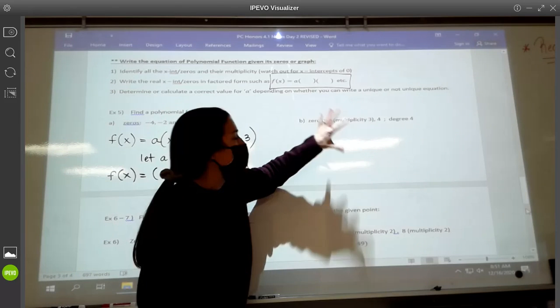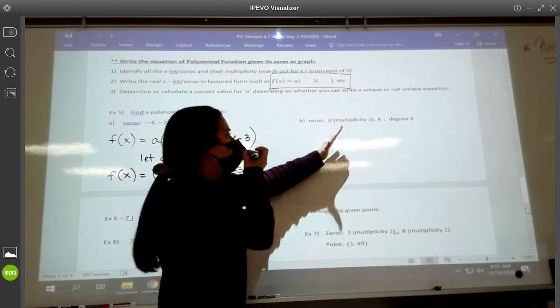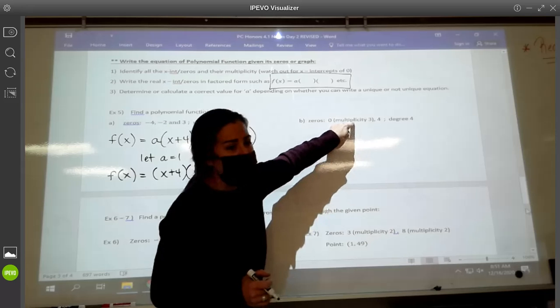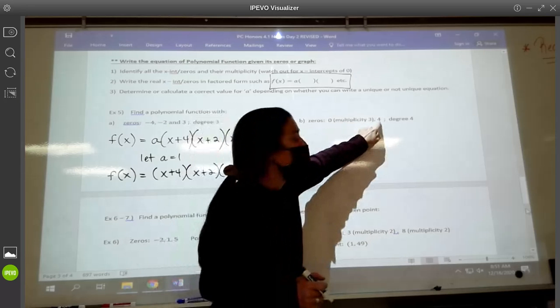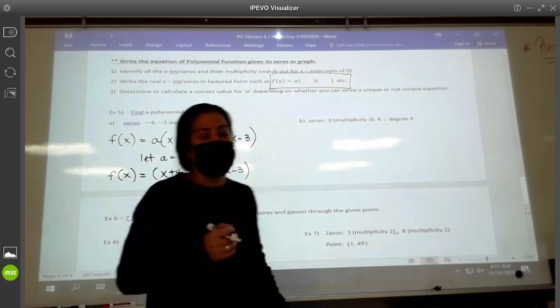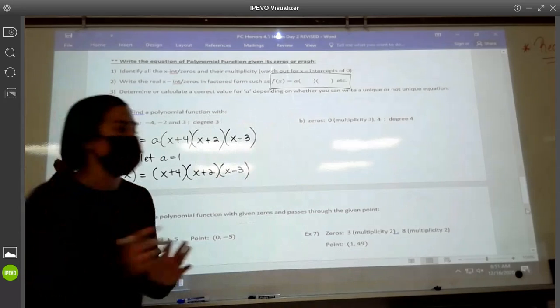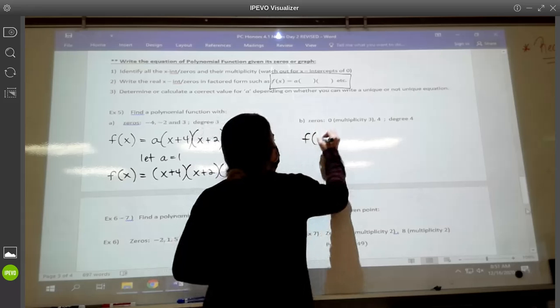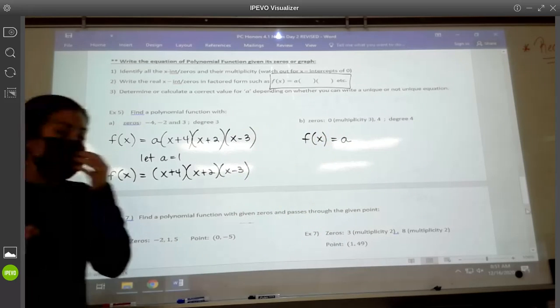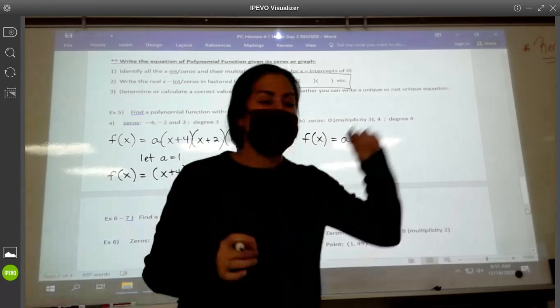Now we have to write a polynomial function who has a 0 at 0 with a multiplicity of 3. It has a 0 at 4 with just normal multiplicity, and it has to end up being a degree 4 polynomial. All right, guys, get yourself started. F of x equals a. That's how we start every single one. Now we have to start writing our zeros as factors.